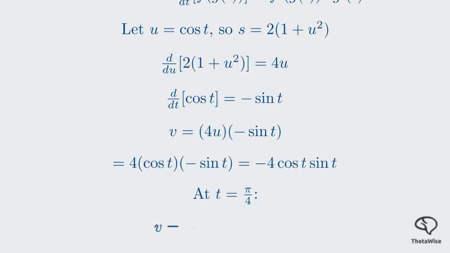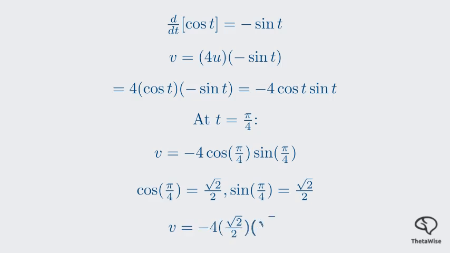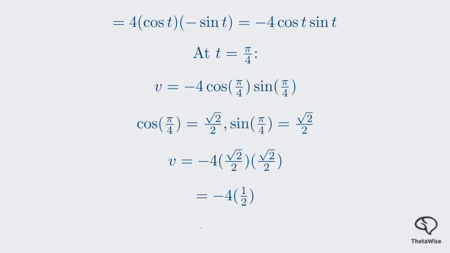Now we evaluate this at t equals pi over 4. Remember, pi over 4 radians is 45 degrees. The cosine and sine of pi over 4 are both the square root of 2 over 2. Substituting these values, we get negative 4 times root 2 over 2 times root 2 over 2, which simplifies to negative 2 meters per second. The memo shows an alternative method using the double angle identity, but it arrives at the same answer. Our result is verified.